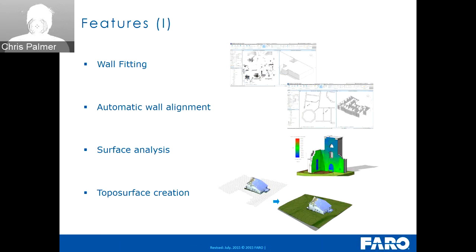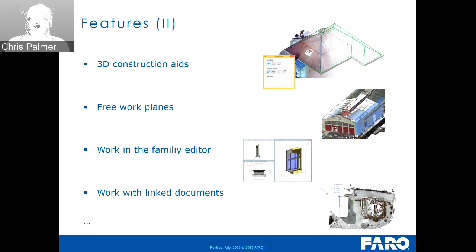As you can see at the bottom there, we've got some good topo surface tools which allow us to select points in the point cloud and extend the functionality of what is available inside Revit, specifically directly generating contours and things from the point cloud. We've also got some 3D construction aids. You'll notice there's a small tab showing how we can create reference planes very accurately.